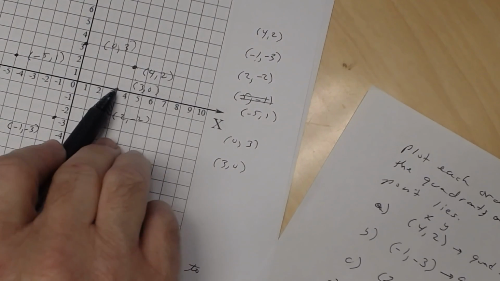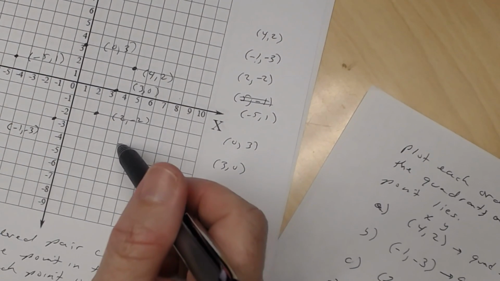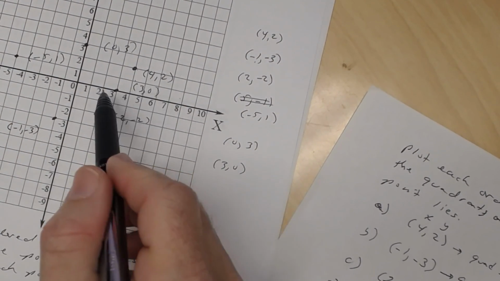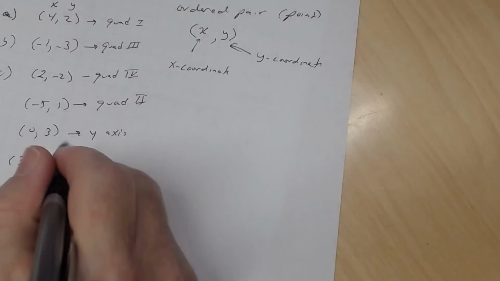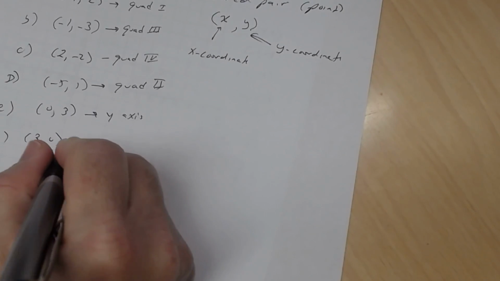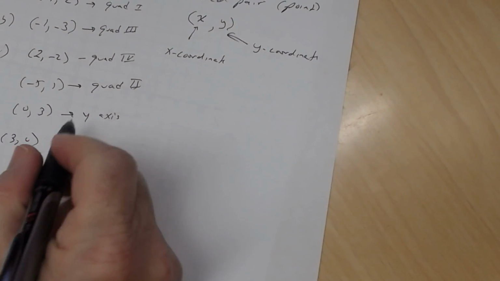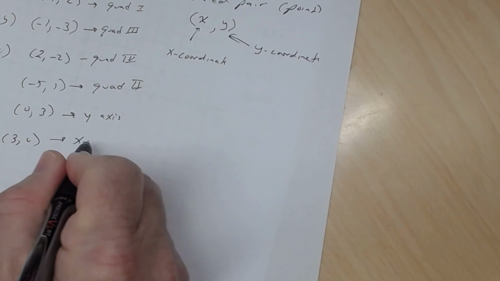Notice, though, that (3, 0) is not in quadrant 1 and it's not in quadrant 4. It is on the x-axis. So that's quadrant 1. I'm sorry, that's on the x-axis. So that's where the point (3, 0) is located. So (3, 0) is on the x-axis.